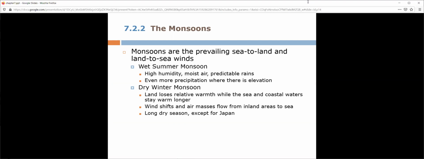So let's talk a bit about monsoons. When I say monsoon, what do I mean? The monsoons are the prevailing sea to land and land to sea winds. You have a wet summer monsoon that is very high in humidity, very moist, and lots of rain. And then a dry winter monsoon where the land loses its warmth while the sea and the coastal waters stay warm a bit longer. The winds shift, air masses flow from the inner areas to the sea, and you get a longer dry season. I actually lived in Japan for a while, and I experienced this monsoon climate change.